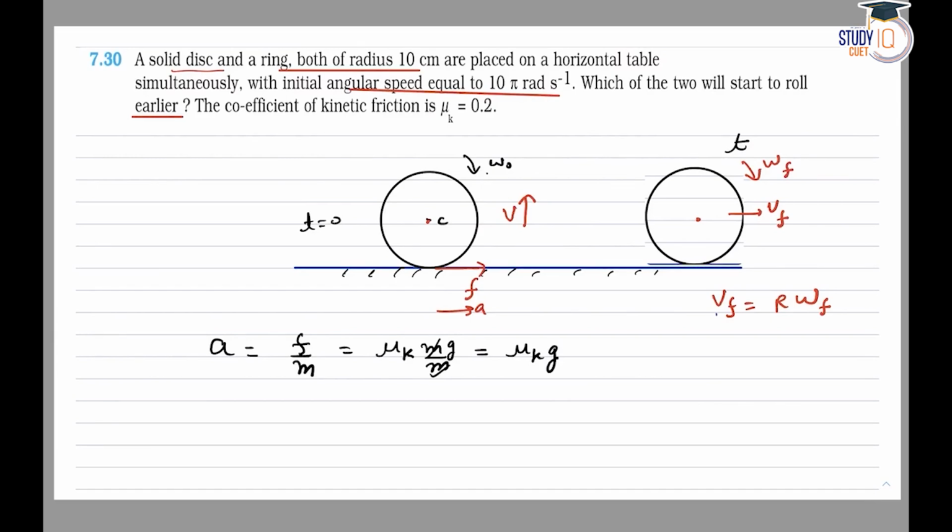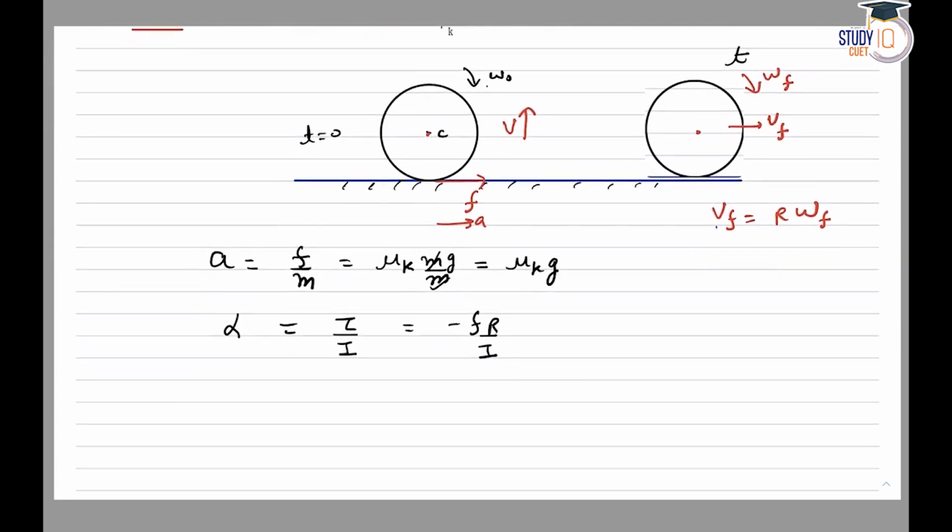Now moving to the angular acceleration alpha. Torque is equal to I alpha, so from this expression alpha is equal to torque by I. In this situation, the torque is acting in the opposite sense, so it would be minus F into R upon I. The value of friction is equal to mu m into g, and the moment of inertia can be written for the different objects.